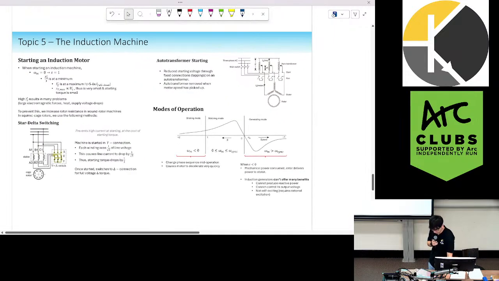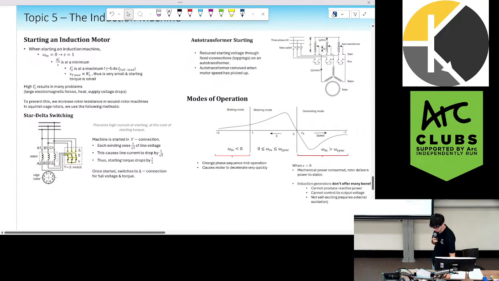Starting an induction motor. An induction motor starts at 0 speed, which gives us a slip of 1. So that means that our rotor resistance will be at a minimum, because that is R2 divided by s. That means that our current through our rotor is a maximum. So we have, again, the same issue where we have a lot of current going through our rotor at starting. So we've introduced two different ways. Well, there's more, but I've gone through the two main ways that we can account for this massive current.